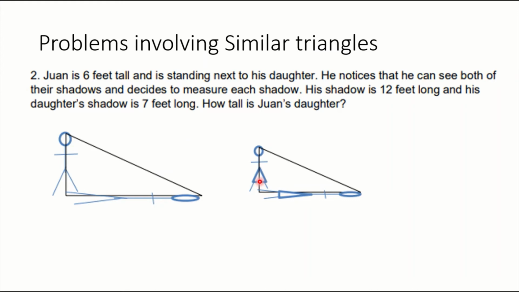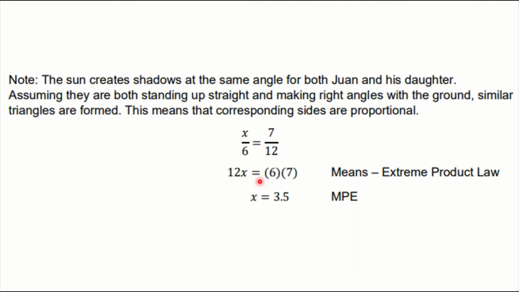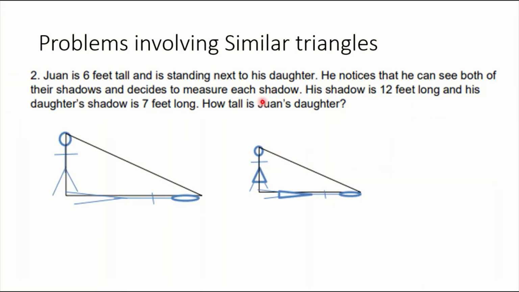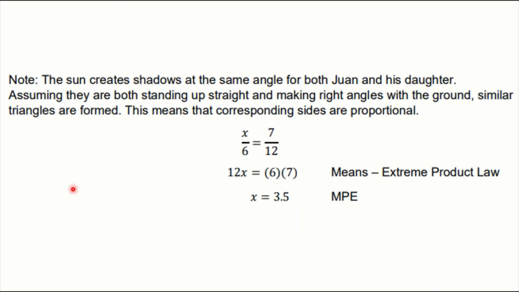So, if we use logical thinking, okay, you just read the question, then you can get the answer. Note, the sun creates shadows at the same angle for both Juan and his daughter. Assuming they are both standing up straight and making right angles with the ground, similar triangles are formed. This is it, the two triangles. There, the lines are drawn, and also the persons as illustration. So, two right angles were formed. This means that corresponding sides are proportional.